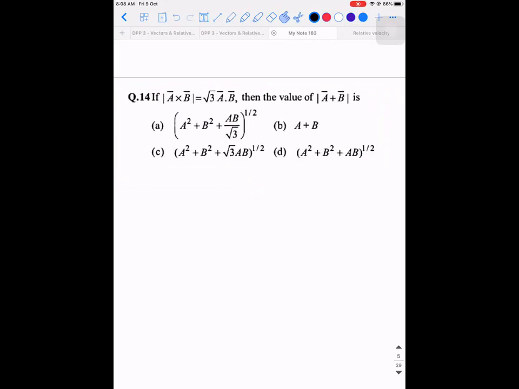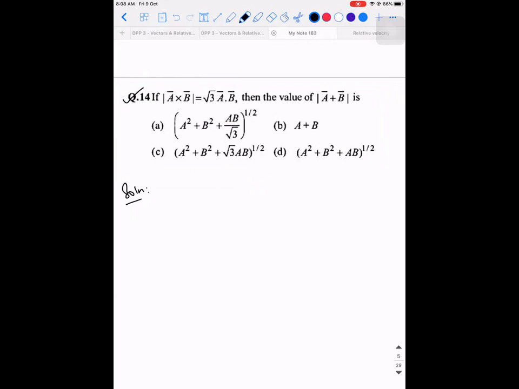If magnitude of A vector cross B vector is equal to root 3 times A vector dot B vector, then the value of magnitude of A vector plus B vector is. So how to do? Solution.